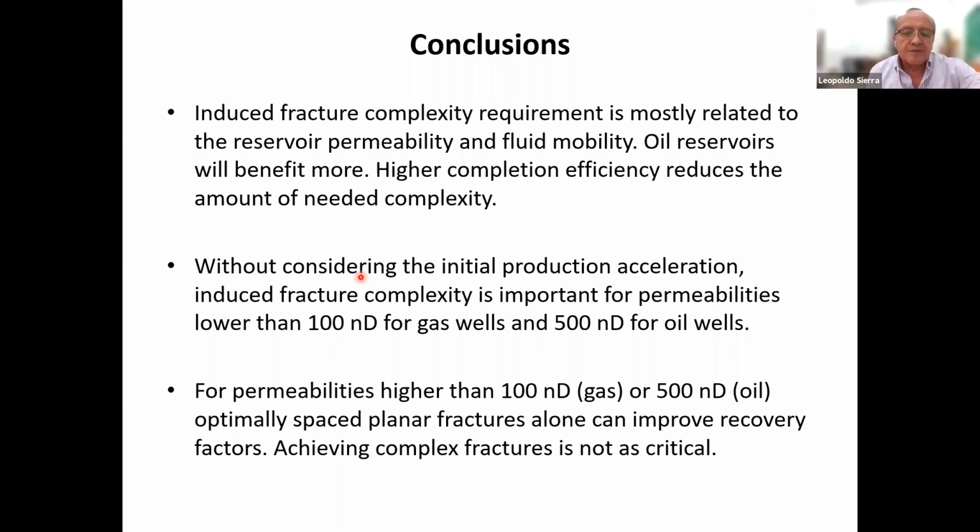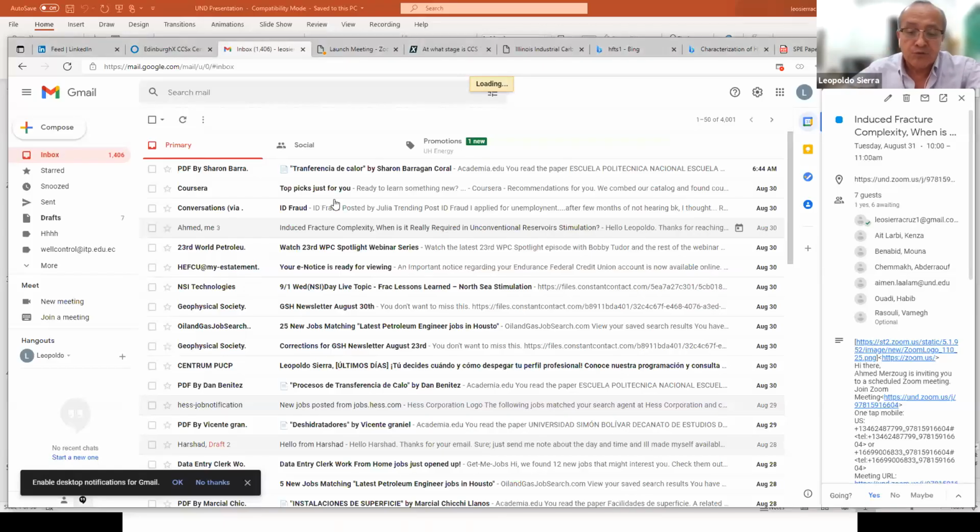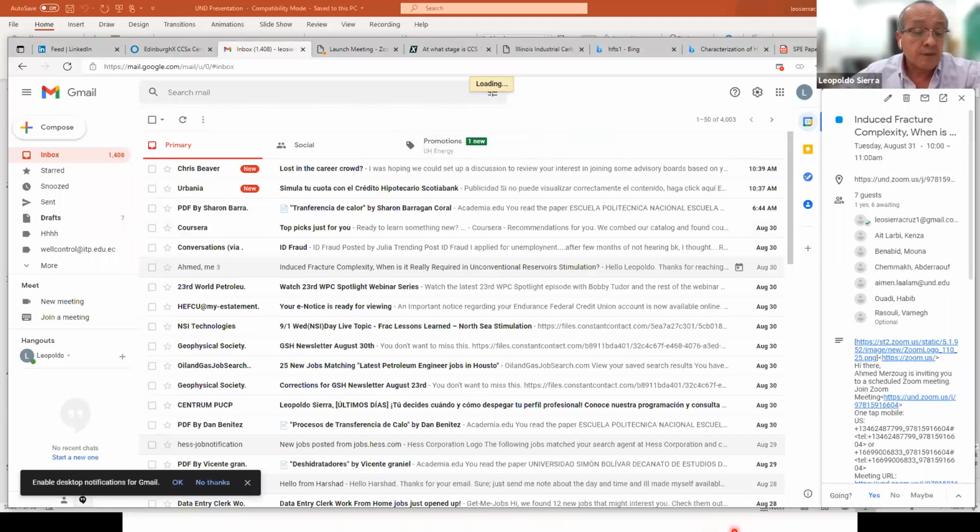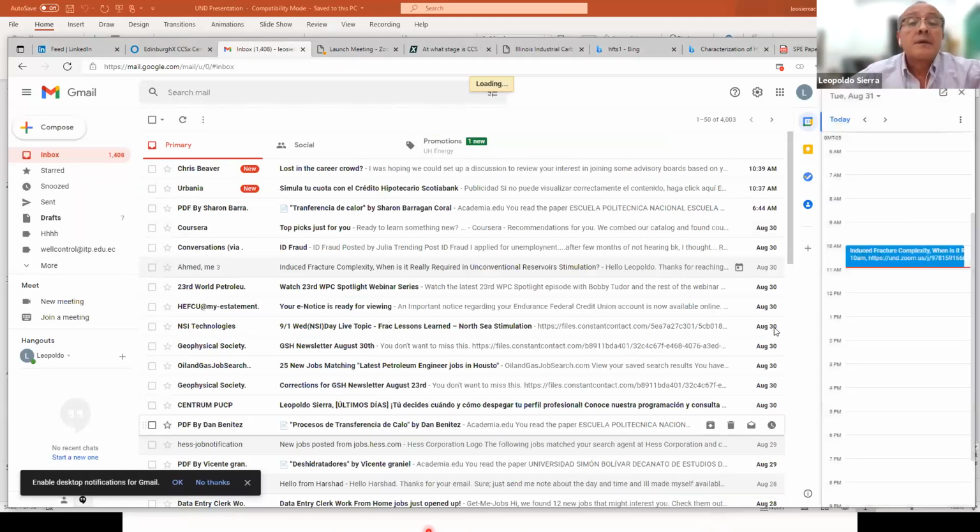For sure, these conclusions regarding the optimum fracture spacing are not based on economics. In the paper we didn't consider the economics, sorry.